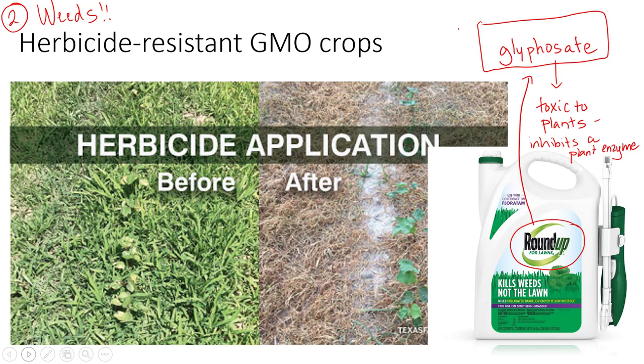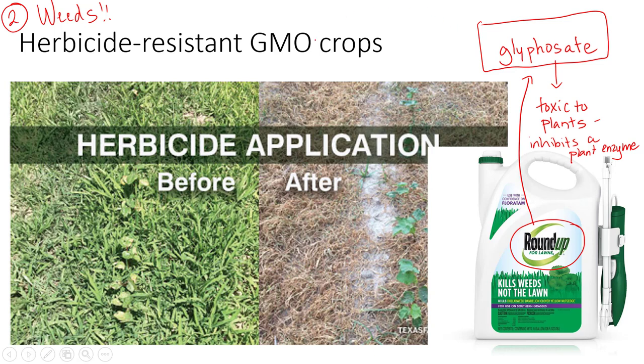So what biotech companies have done is they've actually altered that enzyme. And so by making an herbicide-resistant crop, well, that would be the biotech company actually altering that plant enzyme. So therefore, glyphosate would not work against the GMO, but it would work against the weeds. So it acts as an effective weed killer.